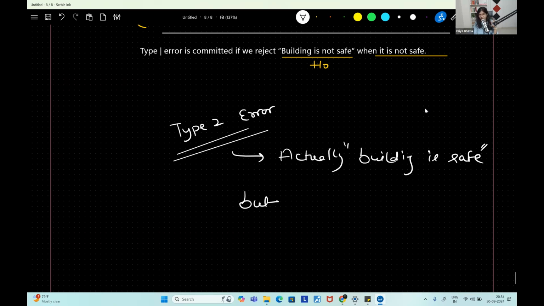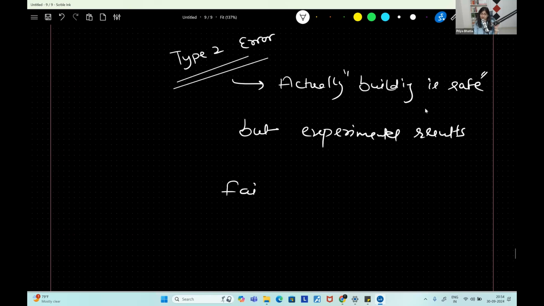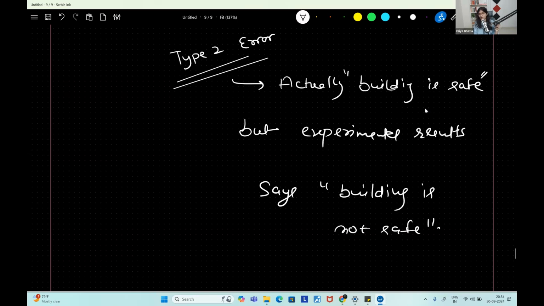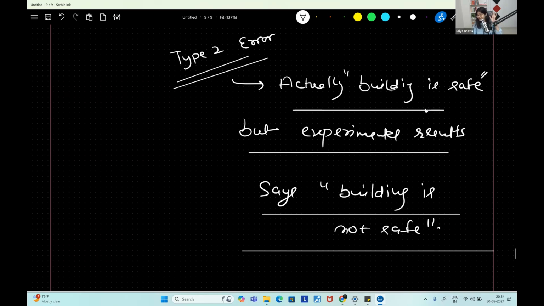but the experimental results fail to reject the null hypothesis. This means the experimental results say the building is not safe, because they fail to reject the null hypothesis. Is this an error? Actually the building is safe. Inspection happened, experimental results came out, and the building is not safe. Is this an error?